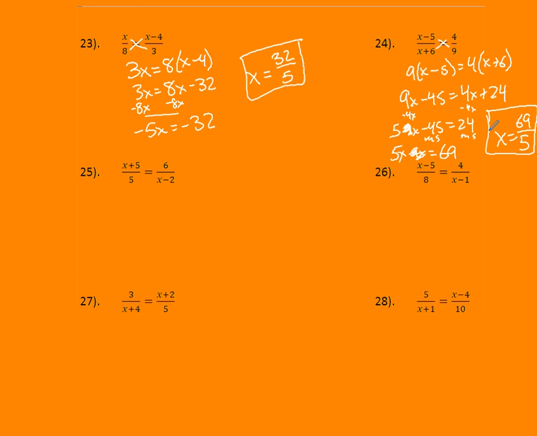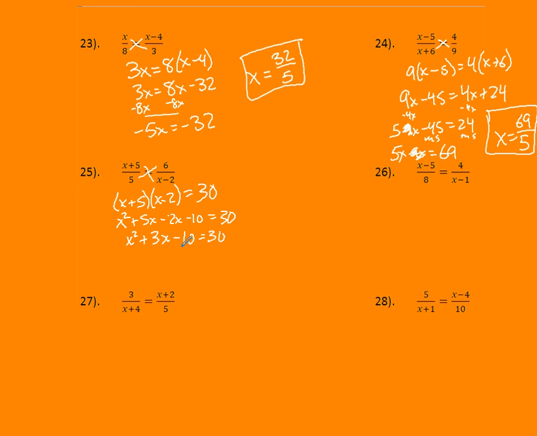For number 25, in this one, we have x plus 5 times x minus 2 is equal to 6 times 5, which is 30 when I cross multiply. In these last four, this is the area where you have polynomials and quadratics coming up. I need to FOIL this out. I will get x squared plus 5x minus 2x and minus 10 equals 30. When I simplify this, x squared plus 3x minus 10 equals 30.